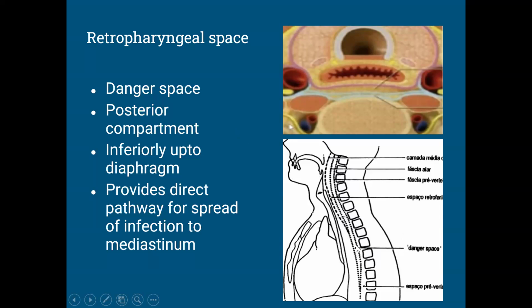Now in the sagittal image, that's the alar fascia, and posteriorly we have the danger space, and you can see how it is tracking inferiorly up to the mediastinum.